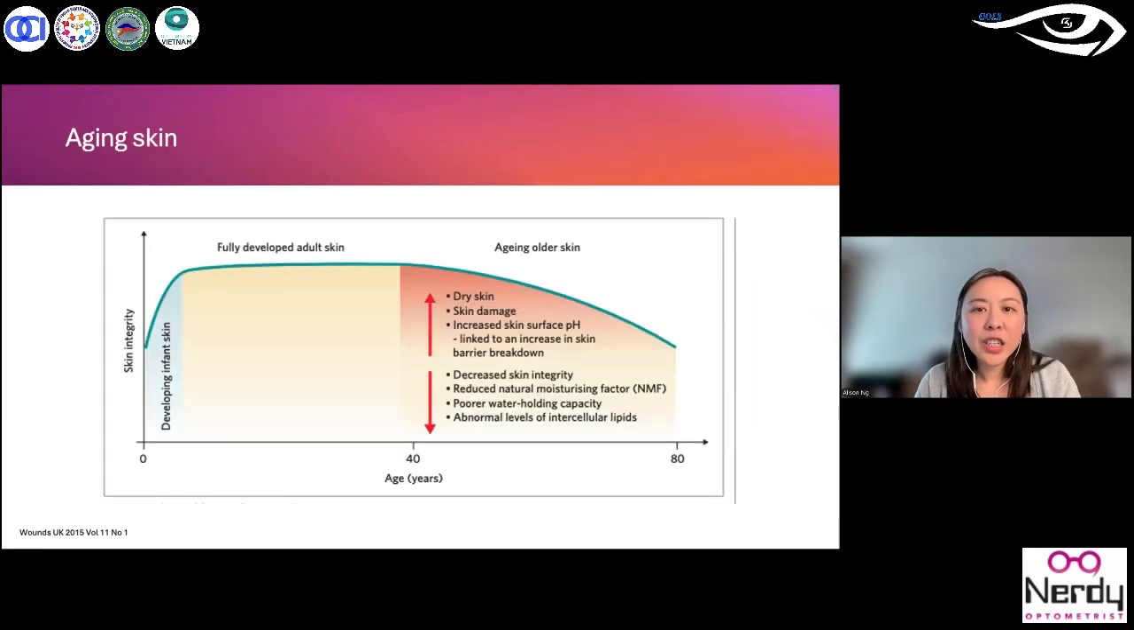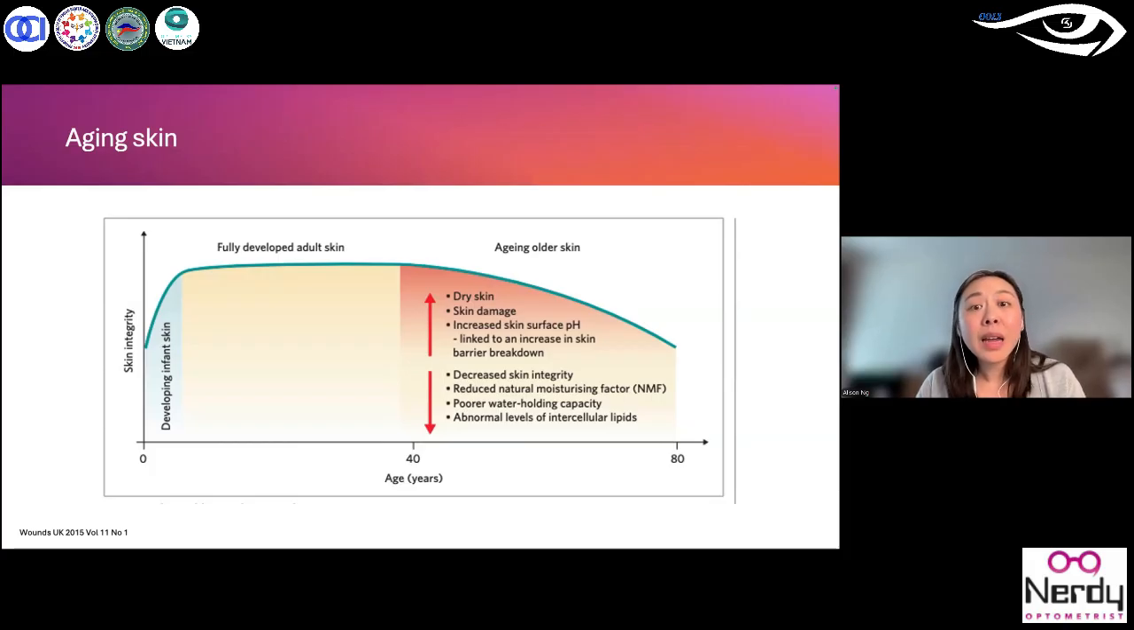Now, this is a slide about aging skin, because unfortunately, as we get older, as with lots of other health conditions, our skin also changes and can take a toll. When we're first born, infant skin isn't perfect, so it takes a little while to ramp up to full skin integrity until we become a fully developed adult. Unfortunately, once we get to about our 40s, the skin undergoes changes again. Generally, as we get older, we lose collagen and elasticity, so the dermis changes quite a lot and loses volume. As a result, our skin can become thinner and more fragile.